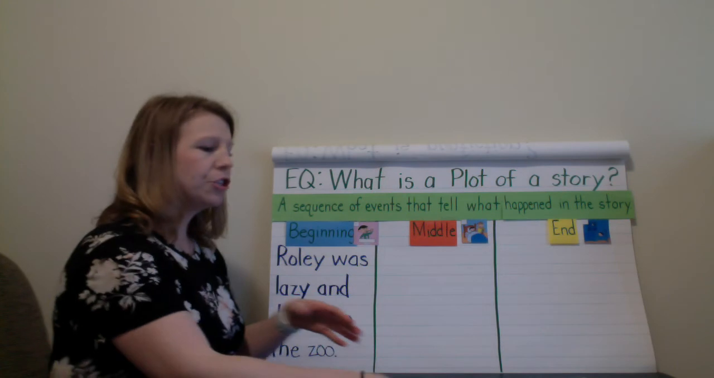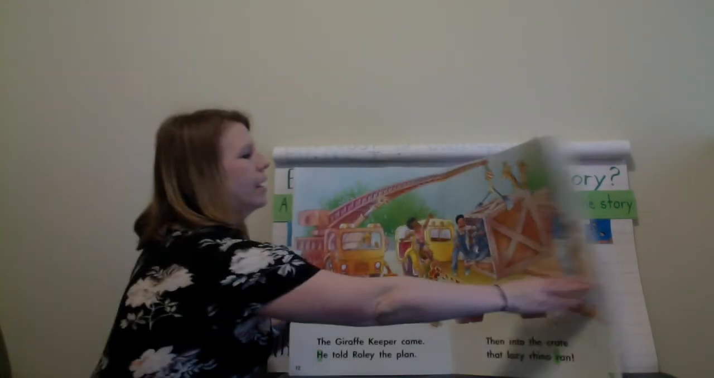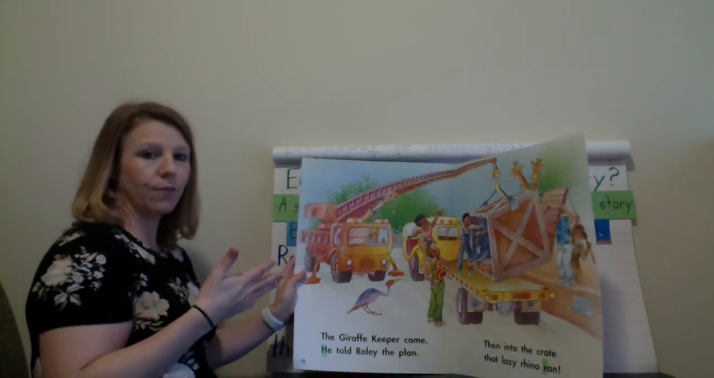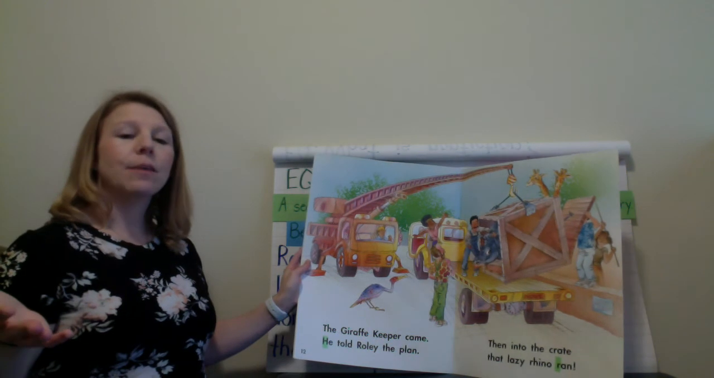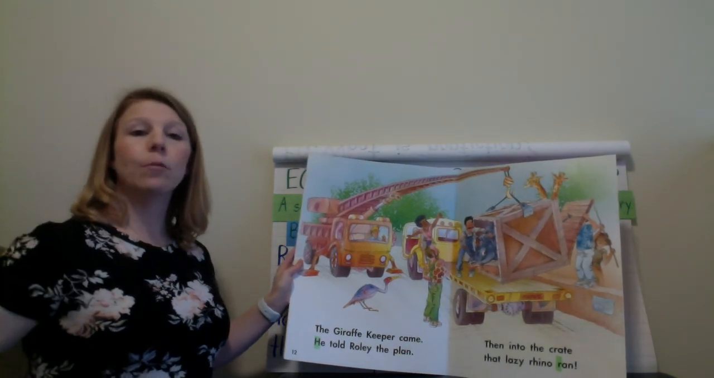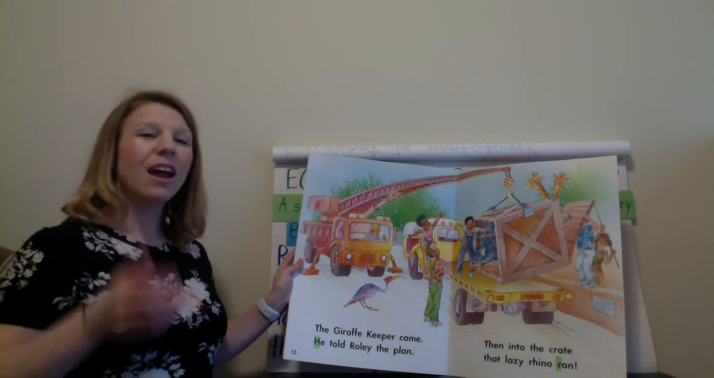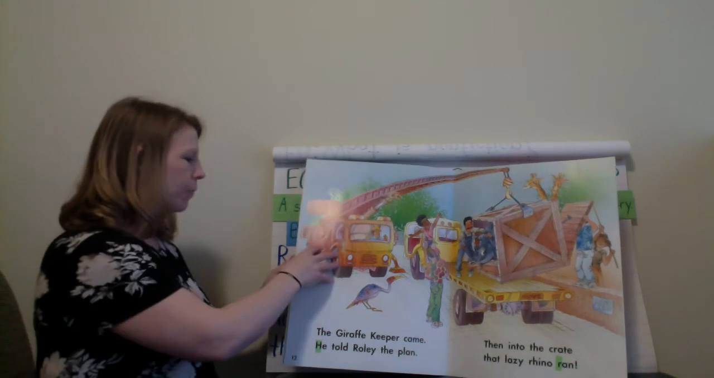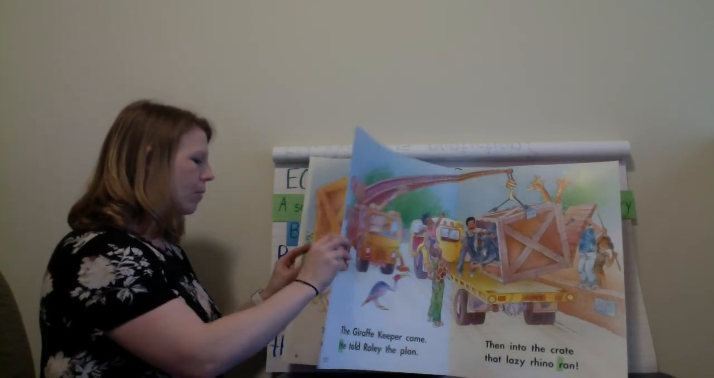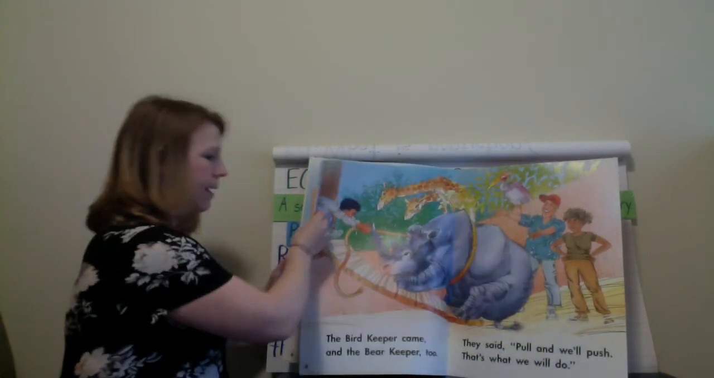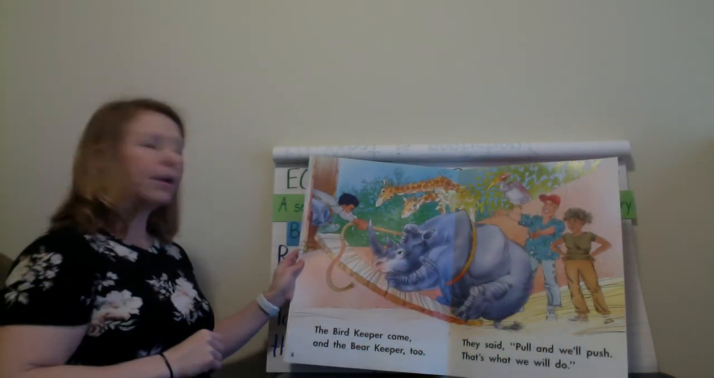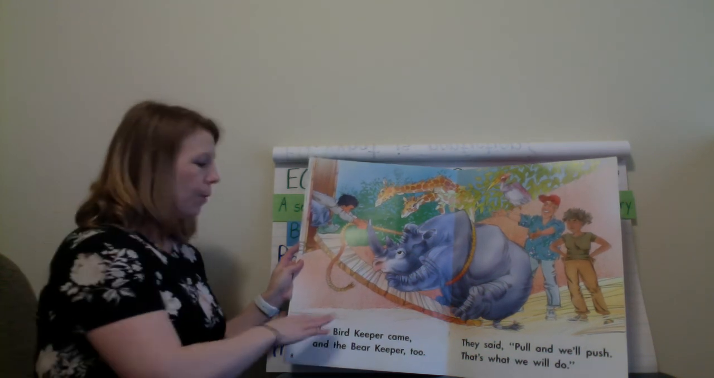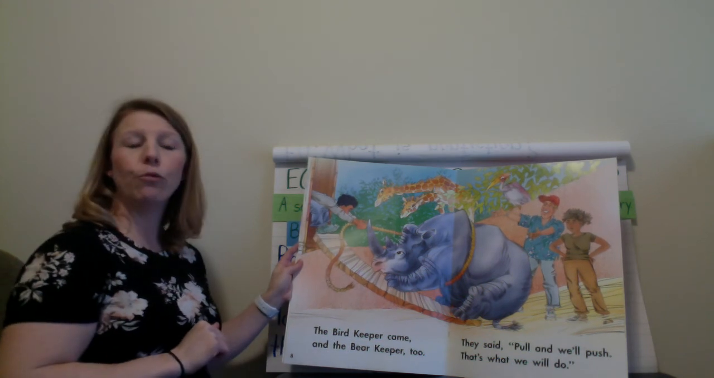Now, the middle section is usually a little bit bigger, okay? As long as we told something that happened from the middle, it could be a couple of different things. What you say might be different than someone who sits next to you, and that's okay. As long as it actually happened in the middle of the story, it doesn't have to be the exact same thing. So in the middle, I'm going to say that the bird keeper and bear keeper tried to help move Rolly.